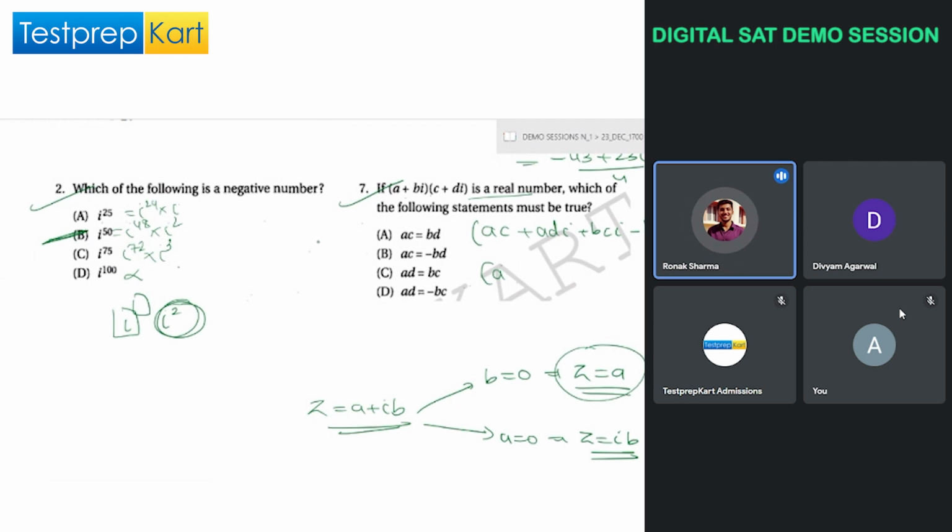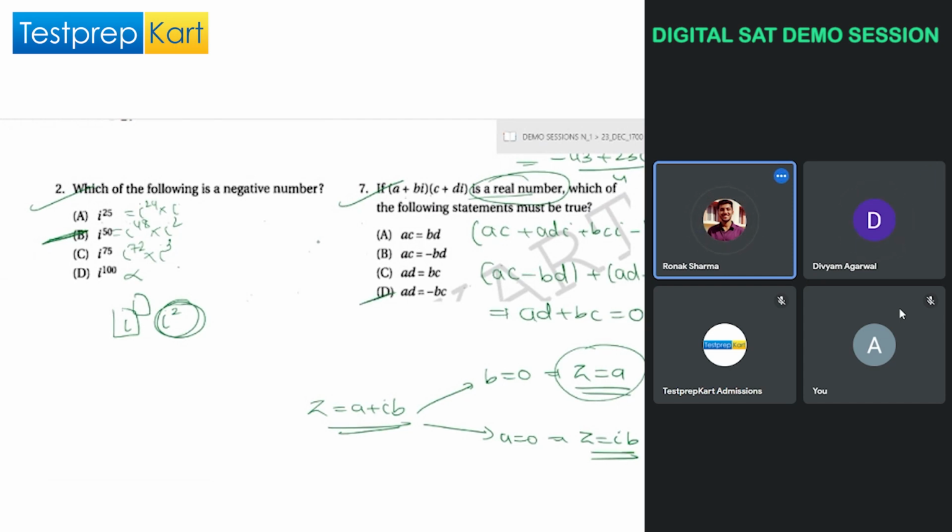B or C? Okay, let us see. AC minus BD plus AD plus BC iota. They are asking for a real number, so that will imply AD plus BC must be 0. Yes, your first answer was correct only.